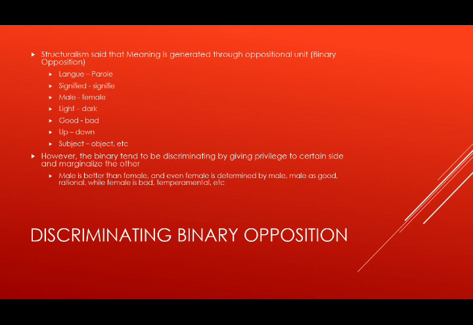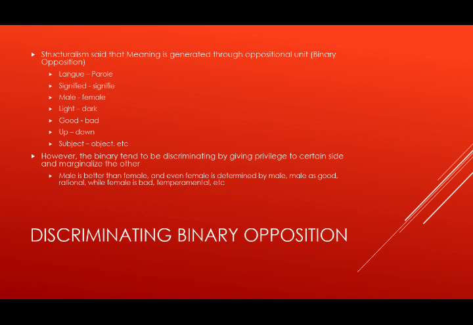However, this concept of binary oppositions tends to be discriminating. Why is it discriminating? Because in the binary opposition, there will always be one side which has privilege and the other side which is marginalized. Okay, so for example, in the binary opposition between male and female, there are always privileges for male, while female is marginalized. In other words, for example, a male is seen as good, rational, strong, while female is always described as weak, emotional, cannot think rationally. Yeah? Even female is determined by the existence of male, for example.